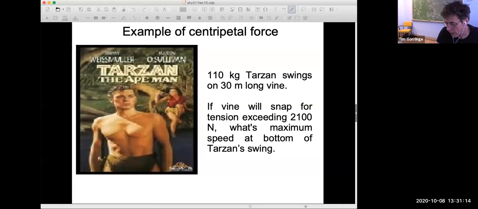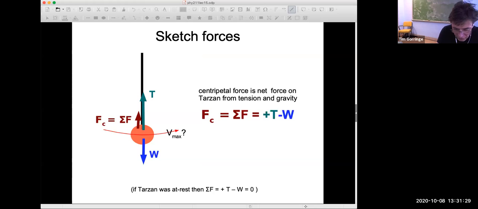And in this problem we're going to look more carefully at the causes of the centripetal force as Tarzan swings on the vine. So the first thing I'll do with all these problems is, of course, make a sketch of the forces that are acting and the resulting net force and how it creates a centripetal force. And so that's what I'm doing here.